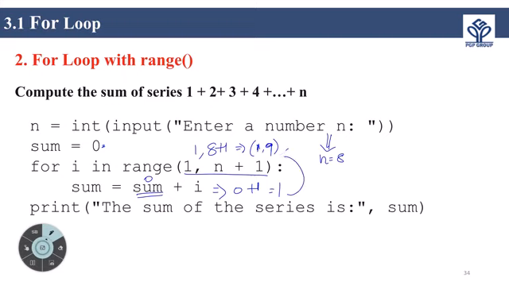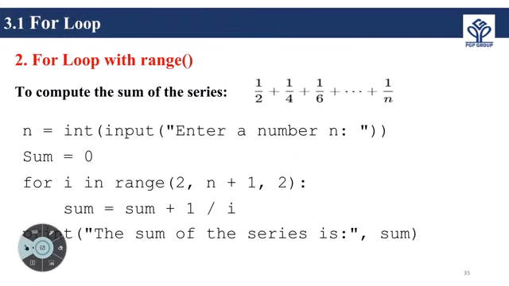Clear? So go to this place. So sum value is 1, incremented, so 1 plus I value is 2, is equal to 3. Again go to this place, sum value is 3 plus I value is 3, 6, etc. This process is continuously executed. Clear? Next one, to compute the sum of the series divisible.